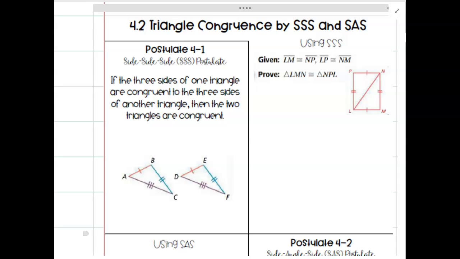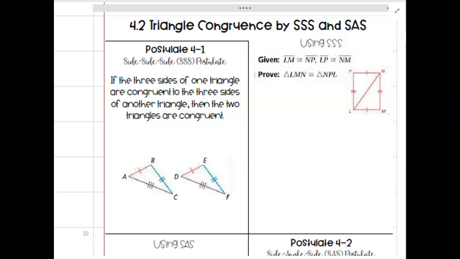So yesterday, we started to talk about how we can prove that triangles are congruent. And yesterday, what I told you is that to prove a triangle is congruent, you have to prove that all three angles are congruent and all three sides are congruent. And if you can show that, you can say, okay, the triangles are congruent because that's the definition of congruent triangles. All the angles are congruent, all the sides are congruent.